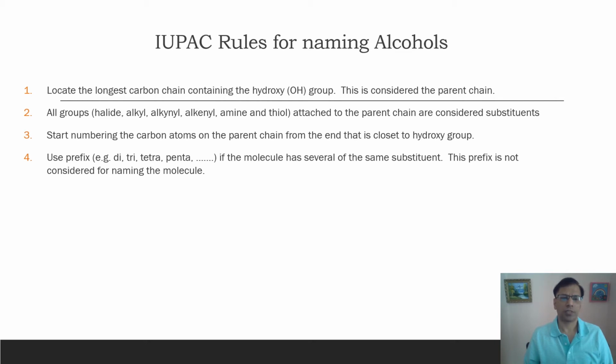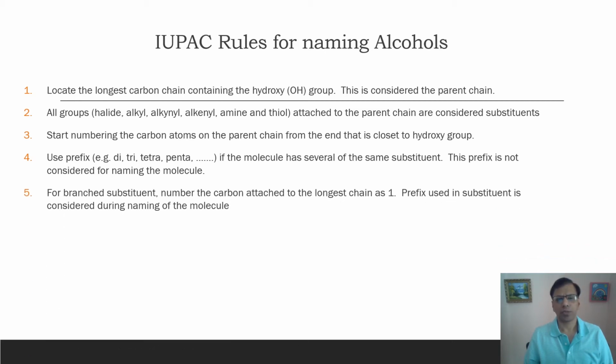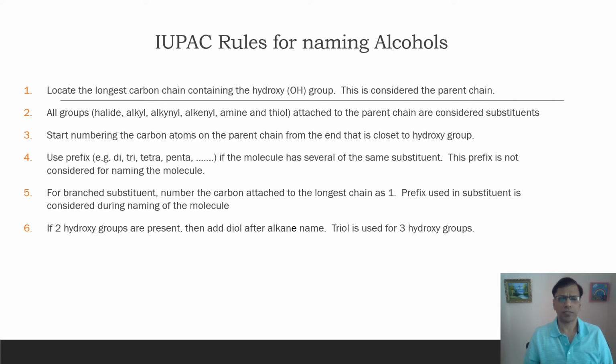We use the prefixes if the molecule has several of the same substituent, but remember that the prefix is not considered when we are alphabetizing the substituents. For branch substituents, the carbon atom that's attached to the parent chain is numbered as 1. The prefix on the substituents is considered during the naming of alcohol. So whenever you have branch substituent, the prefix will play a part. If there are 2 hydroxy groups, then we use the suffix diol. If 3 hydroxy groups are present, then we use the suffix triol.